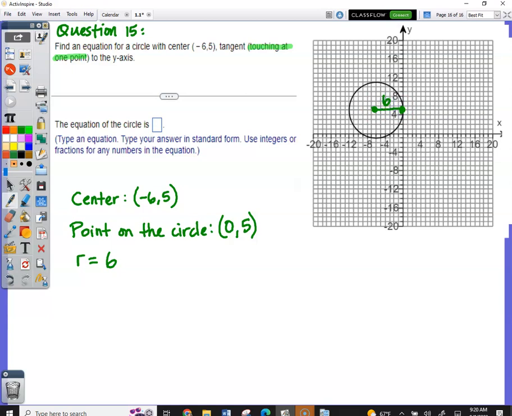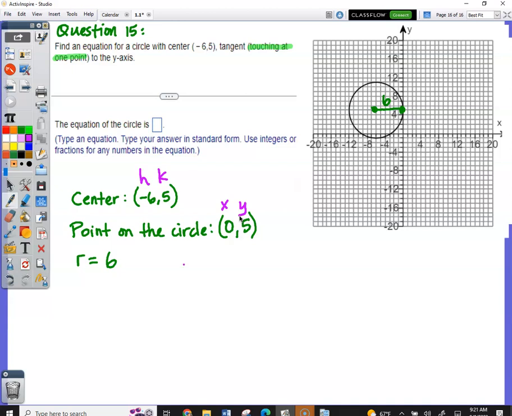So 2 ways to finish it. You could just run with the center and radius. If you didn't know the radius, let's say for some reason you didn't think to count it, then this is your h and your k. Don't forget to sign change them. And this is your x and your y. You would plug those in equal to r squared, and it would give you r squared. It's going to give you 36. Take the square root of it, you're going to get 6.